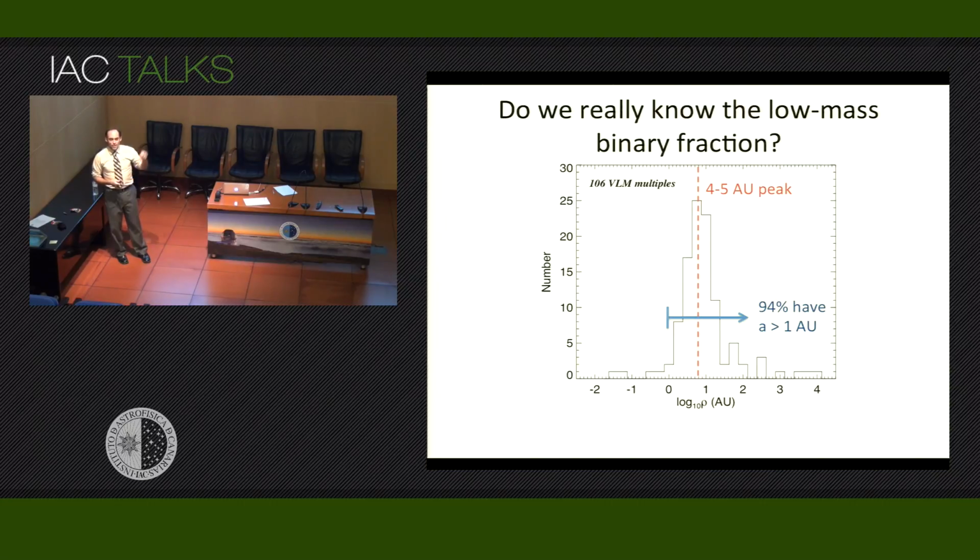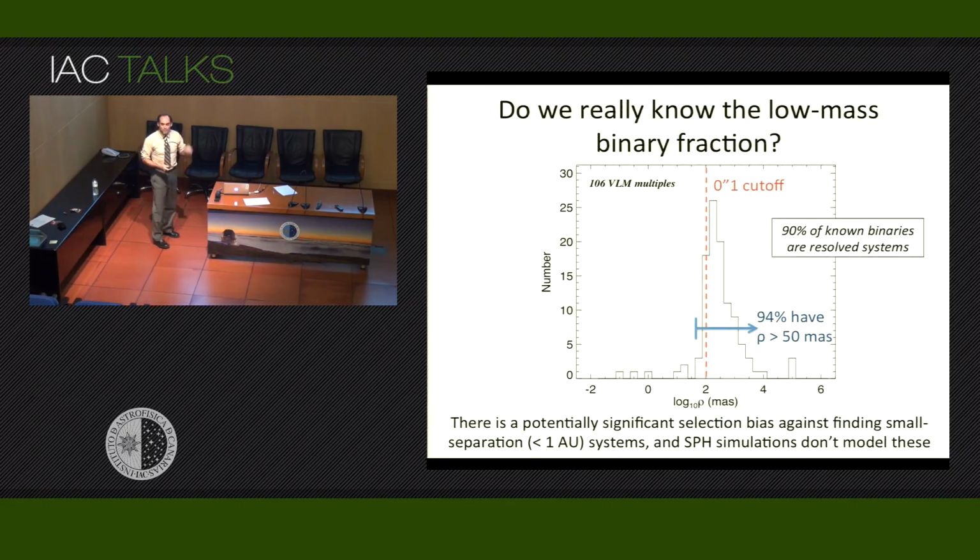Now, if I show the same plot not as the projected separation, the physical separation of the binary, but as the apparent separation on the sky, we see an even sharper peak that ends very abruptly at about 0.1 arcseconds. And those of you who are familiar with high-resolution imaging know that 0.1 arcseconds is about as tight as a system that you can resolve with adaptive optics or with HST or whatnot. So something like 90% of the known binary systems have been resolved with these instruments. And so it's no surprise that there are very few tight binaries observed. The question is, are there many tight binaries that actually exist?